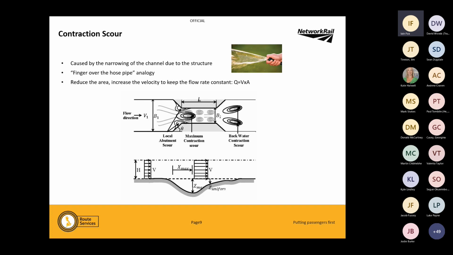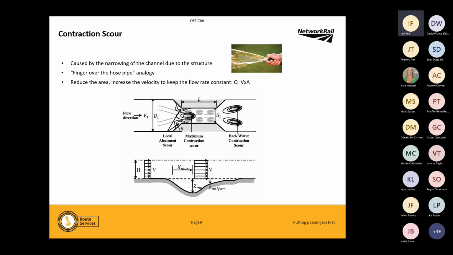The river width has not changed. The flow rate coming down has not changed, but because we've narrowed the area, the velocity of that river has to increase through that structure. And when you get an increase in velocity, you get an increase in energy. An increase in energy means the material can be shifted out of the way a lot faster and a lot easier.